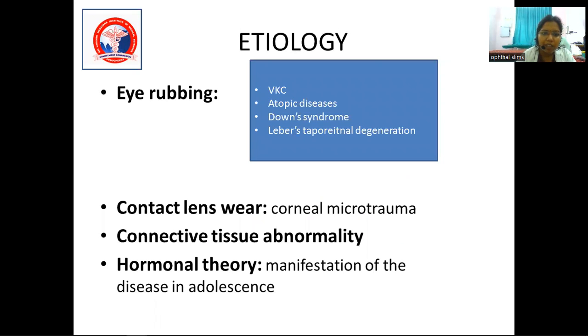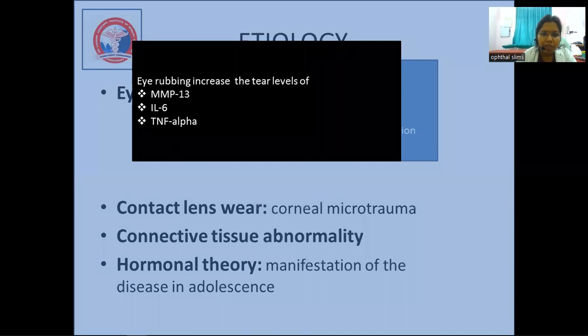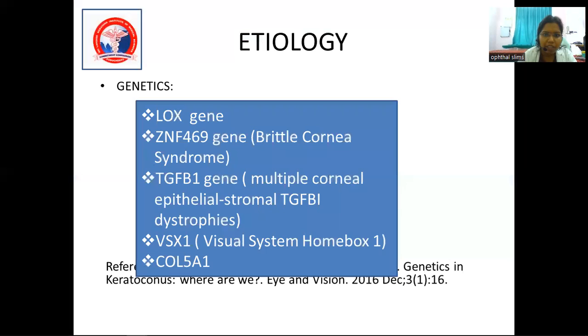Another etiology is eye rubbing, where patients have constant eye rubbing. Constant eye rubbing is seen in cases like vernal keratoconjunctivitis, atopic diseases, Down syndrome, Leber's congenital amaurosis, and contact lens wearers. These people have microtrauma to the cornea, which is responsible for the development of keratoconus. Also, other abnormalities like connective tissue abnormality, and the hormonal theory states that manifestation of the disease is common in adolescents. So what will happen due to eye rubbing? There will be increased tear levels of MMP-13, IL-6 and TNF-alpha.